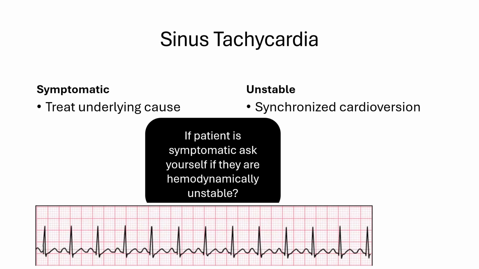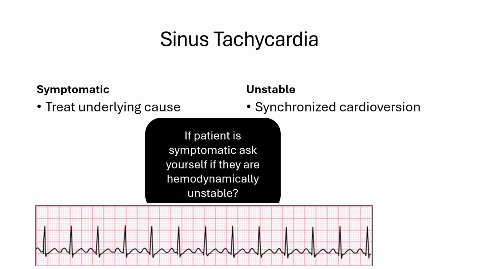Now, if a patient is symptomatic, I want you to treat that underlying cause. Remember, treat the patient, not the number. Is the patient fluid volume overloaded? If so, maybe we need to give diuretics. Is the patient in pain? Treat the pain. Does the patient have a fever? Give the patient an antipyretic. Is the patient in shock? Treat that underlying cause of that shock. Don't just treat the number.